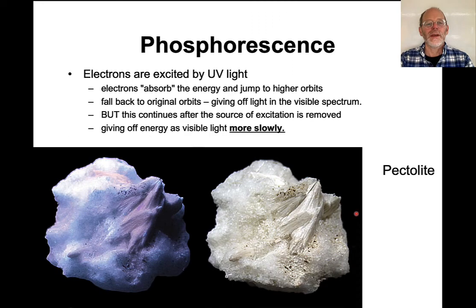Phosphorescence, again, the electrons are excited by UV light, but when you turn the UV light off, they continue to emit light. This is simply because the electrons are giving off light, but they're doing it slowly. So they drop back to their original orbits, but not immediately, and as a consequence, they continue to emit light for some period of time.